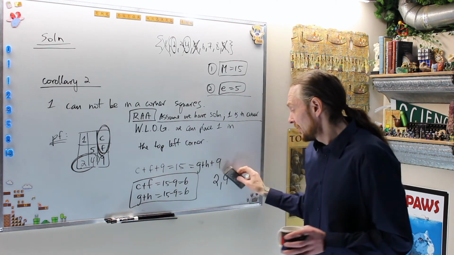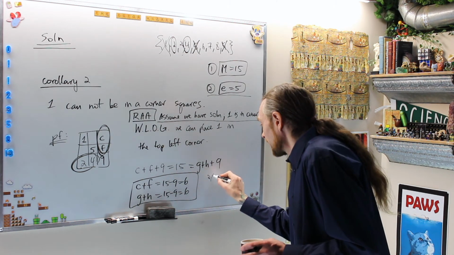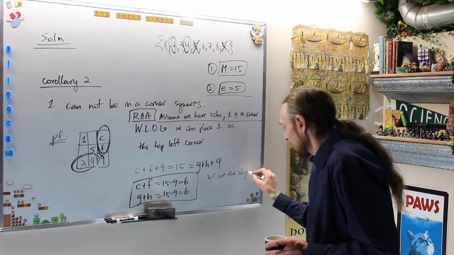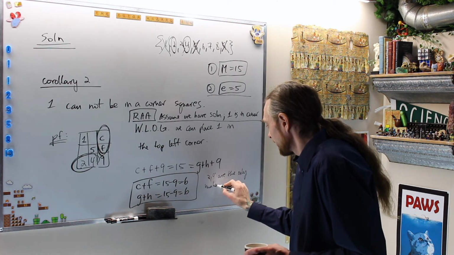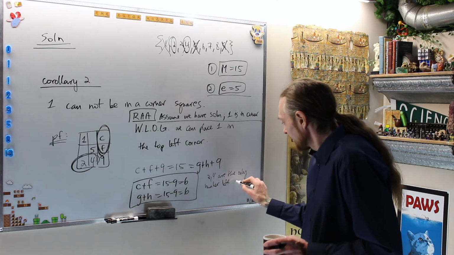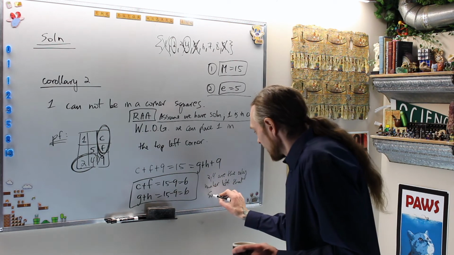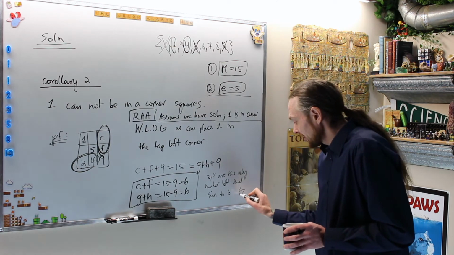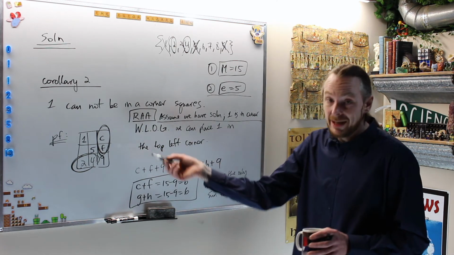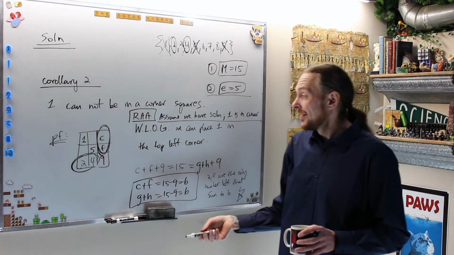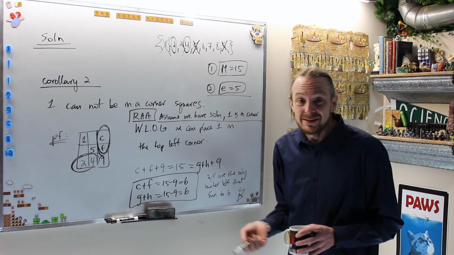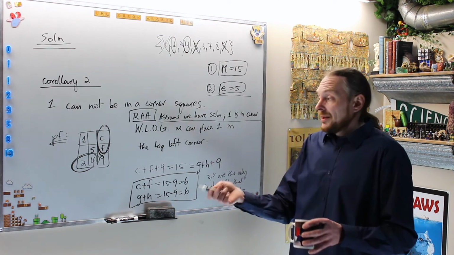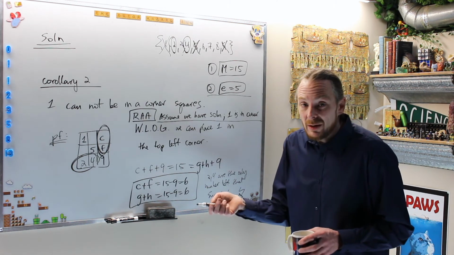What does that tell me? 2 and 4 are the only numbers left that sum to 6. And this is a contradiction. Why is this a contradiction? Because I need 2 pairs. I claimed I had 2 pairs that would do it. So what's wrong with this? I assumed I had a solution where 1 was in the corner. Therefore this cannot be, and 1 can never be in a corner.